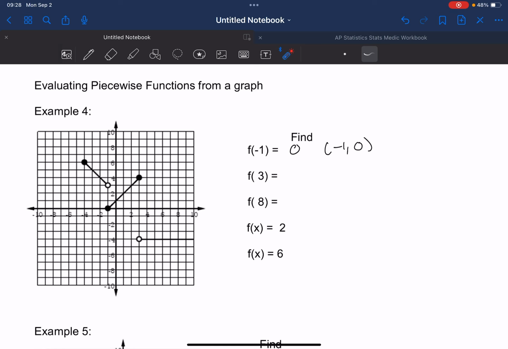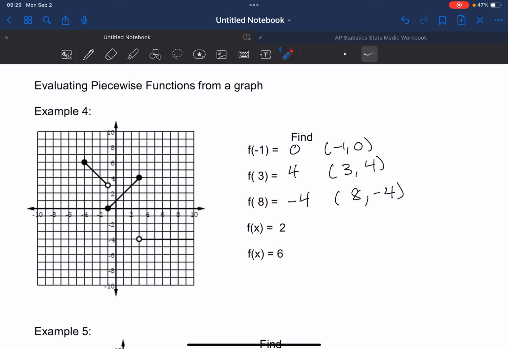Now I need to find f of 3. So I'm going to find 3 on my x's, right here. Notice I can go up and I can go down to hit my function. However, I'm only going to go up because that's the one that is a closed dot, which means it's included. So my answer here is 4, or I would write this as 3, comma 4. Now f of 8, we're going to find 8 on the x's, and notice I can go down to hit the graph, and I hit it at the constant function -4, and since it's a solid line, it is included, so -4, or 8, comma -4.